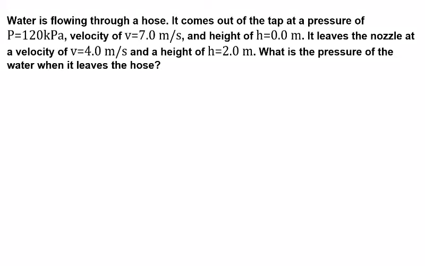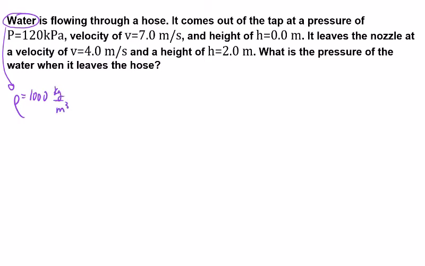Here we're going to look at a situation where we have moving fluid and we also have a difference in height. So water is flowing through a hose. We're going to make the assumption, if it's just plain old water, that its density will be 1,000 kilograms per cubic meter, so make sure that you don't forget that.